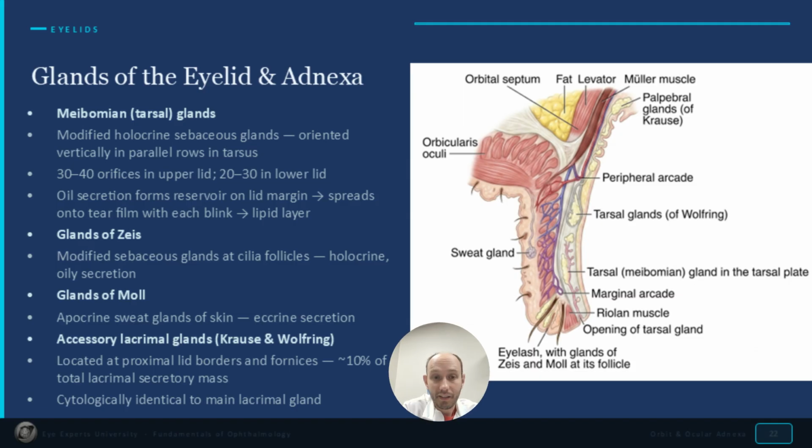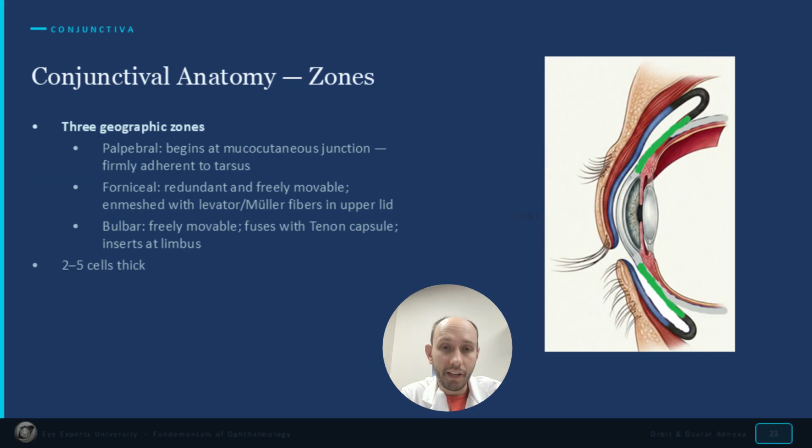The glands of Zeis are modified sebaceous glands of the cilia follicles. They're holocrine with oily secretions, and they make the skin oily. The glands of Moll are apocrine sweat glands. The conjunctiva has 3 geographical zones, which makes sense. It's got the fornix, it's got the palpebral part, which is the conjunctiva of the eyelid, and it's got the bulbar part, which is the conjunctiva that's on the eyeball. It's about 2 to 5 cells thick, and it's got some interesting stuff in it that we'll learn about later.